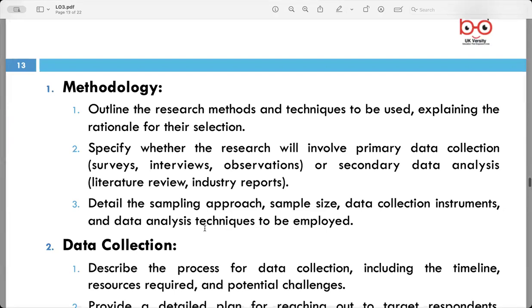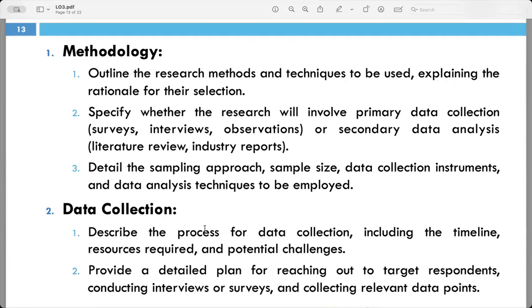Next is the data collection. This section describes the process for data collection, including the timeline, resources required, and potential challenges. It provides a detailed plan for reaching out to target respondents, conducting interviews or surveys, and collecting relevant data points.